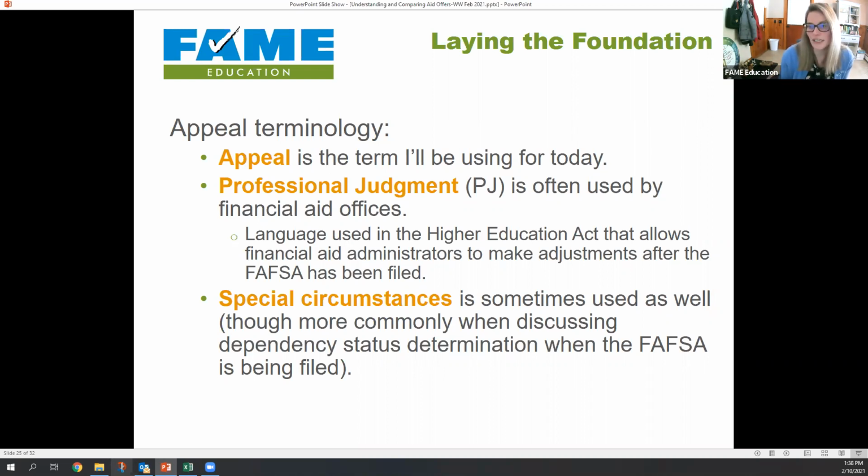So just some terminology to get us started. I'm going to use the word appeal. The financial aid vernacular for this is professional judgment, and that's what the financial aid office will usually call it. This just means that the Higher Education Act allows financial aid offices to readjust after the FAFSA has been filed based on special financial circumstances. Sometimes that phrase, special circumstances, will be thrown around. Usually that is attached to changing the dependency status, so a student suddenly becoming independent versus dependent and needing parent information on the FAFSA. But you'll see special circumstances, special conditions, things like that. They're all kind of appealing, making an exception to the rule, for lack of a better term. Okay, so I'm going to use appeal as we move forward.